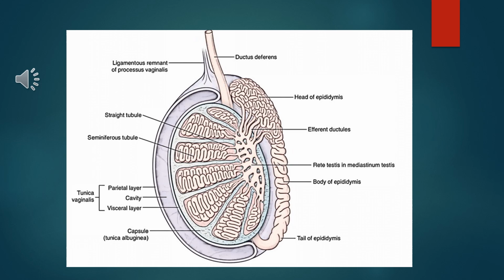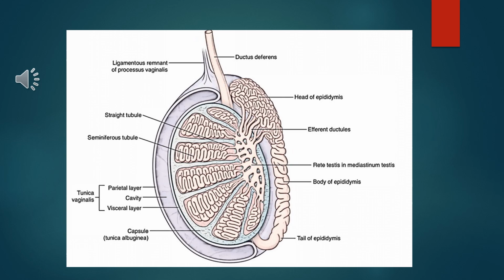You can see how the tunica albuginea posteriorly thickens and forms the mediastinum testis. It gives off septa that enter the substance of the testis, dividing the parenchyma or glandular part of the testis into many lobules. Each lobule contains 1 to 3 or 1 to 4 seminiferous tubules. Between the tubules, we can see connective tissue, which contains lymphatics, blood vessels and interstitial cells of Leydig.